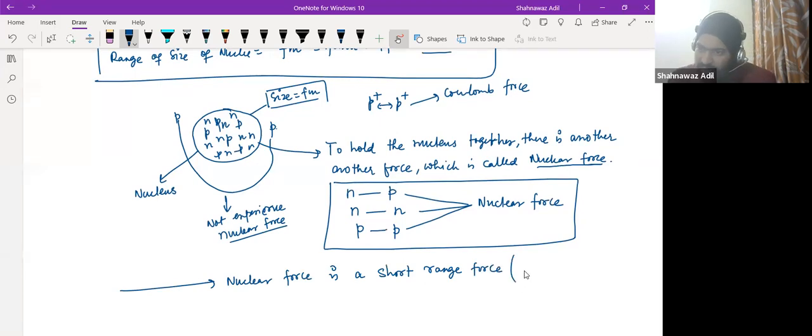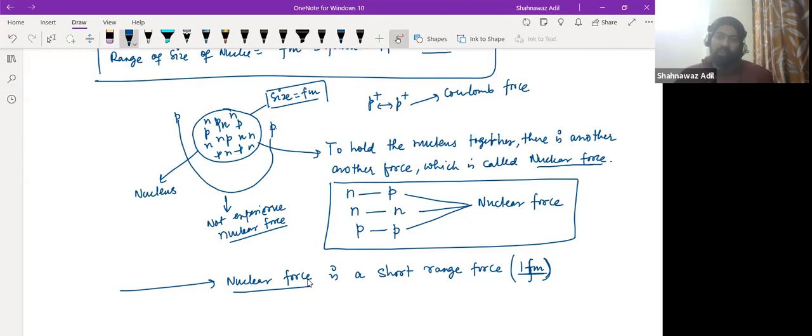So this acts only when the distance is a femtometer, a Fermi. Whenever they are apart by more than 1 Fermi, then this nuclear force will not act. Outside the nucleus, the separation is not that close that this force can hold. So that is why outside the nucleus you don't have this nuclear force.